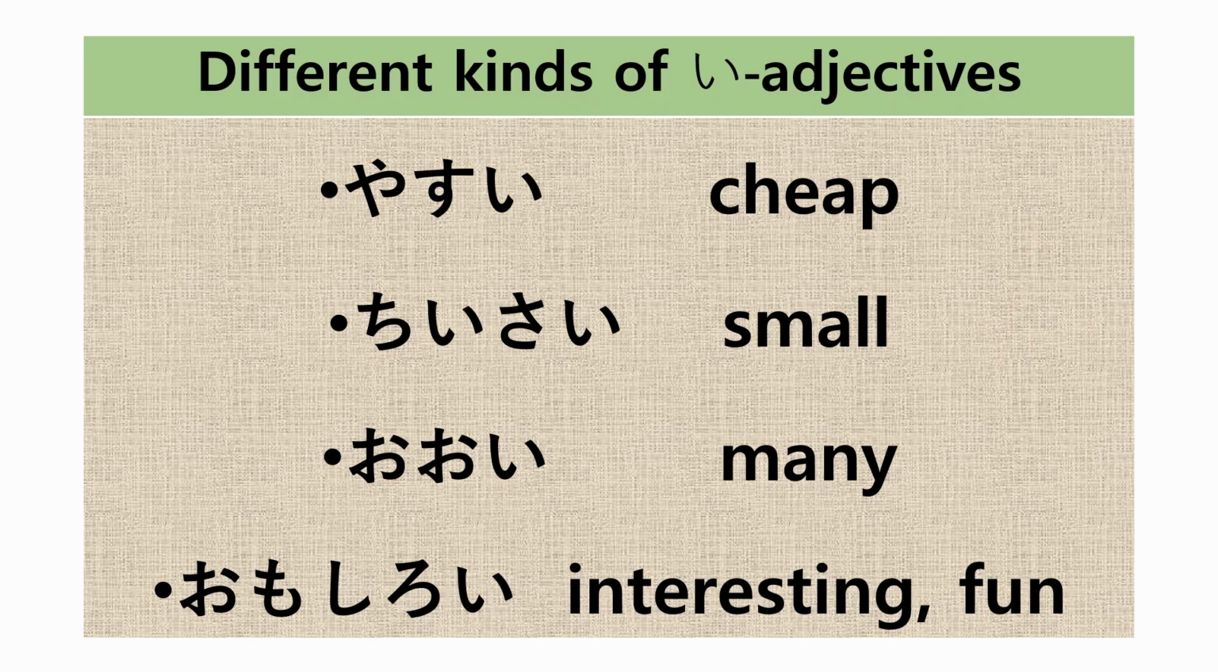Now let's take a look at other types of adjectives in Japanese. Please repeat after me. Yasui means cheap. Chisai means small. Ooi means many. Omoshiroi means interesting, fun.